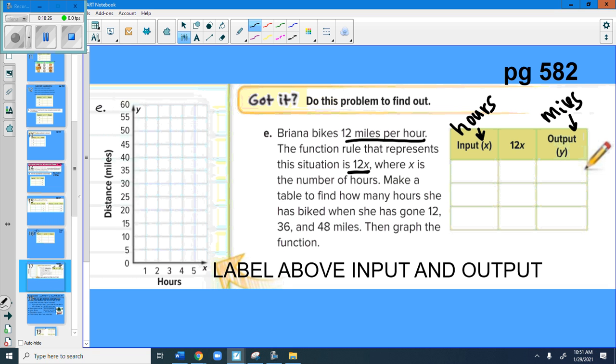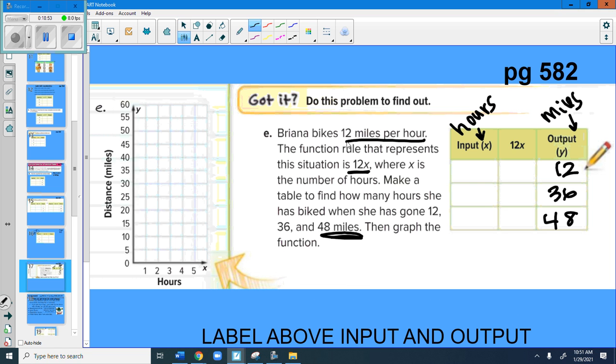So now, where should I put 12, 36, and 48 on this function table? Raise your hand. Where should I put those? Yeah. In the output. How did you know that? Exactly. Look at the label, miles. Does that make sense? If you put it in the input, would you complete this function table correctly? No. So now we have to use the backward strategy to complete the table.